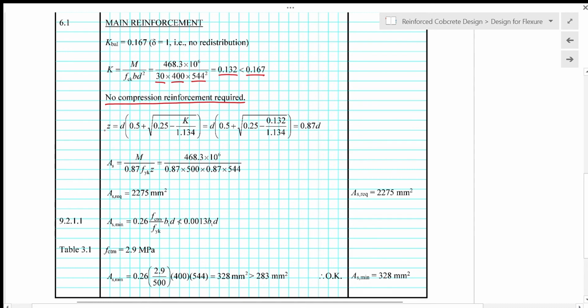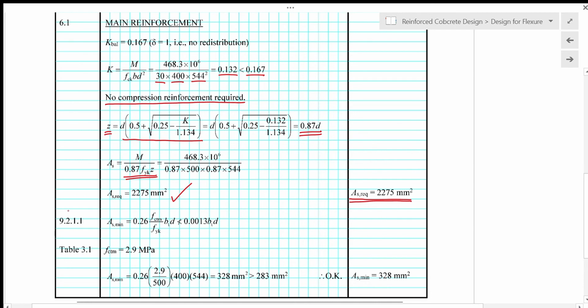Next, we calculate the value of the moment arm z using the given equation. So we get z equals 0.87 d. And then we use the design equation for the area of tension reinforcement. Then we will get the required steel area as 2275 square millimeter. So we put the output on the right column.